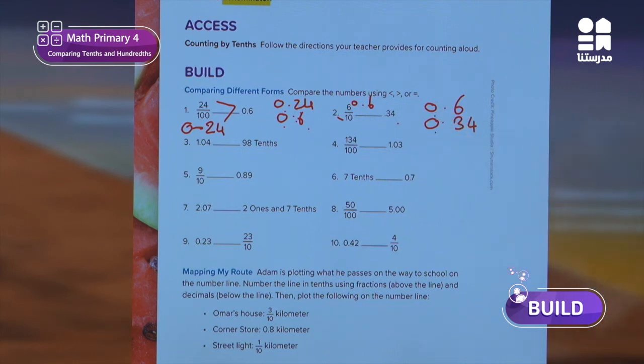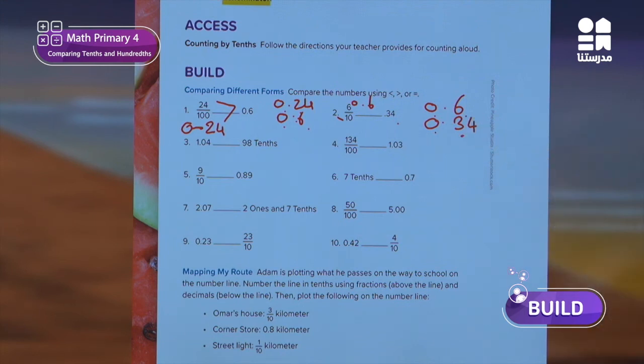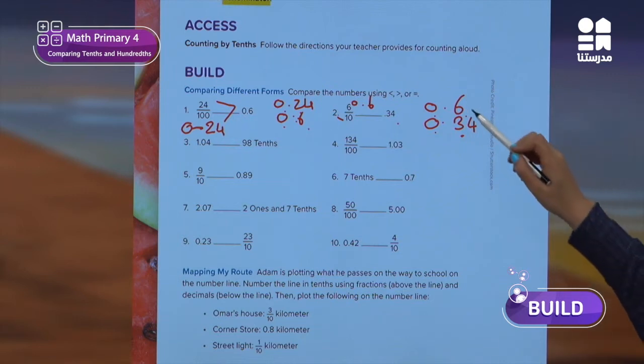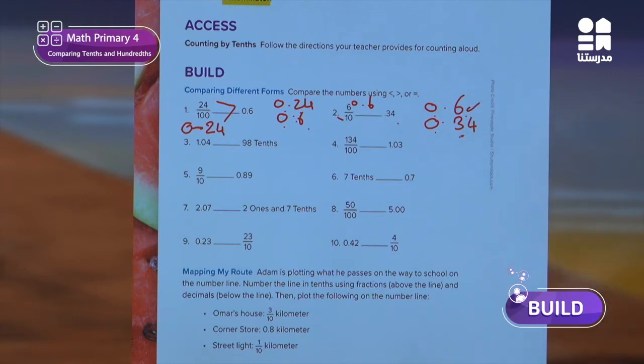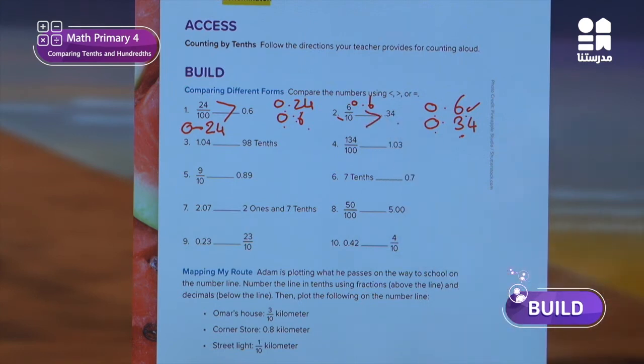So I will go to the tenths. Here I have 6 tenths and here I have 3 tenths. So which is bigger? Sure, 6 tenths is greater than 3 tenths. This means that 6 over 10 is greater than 34 hundredths.